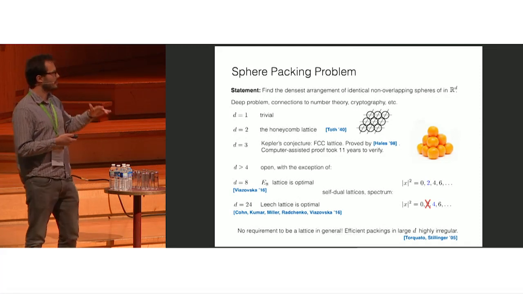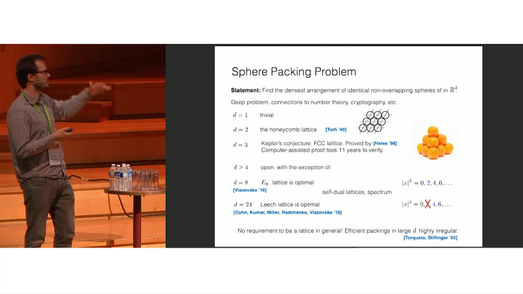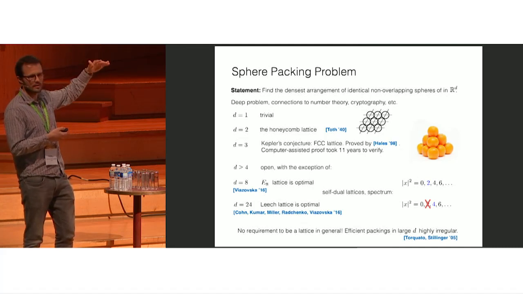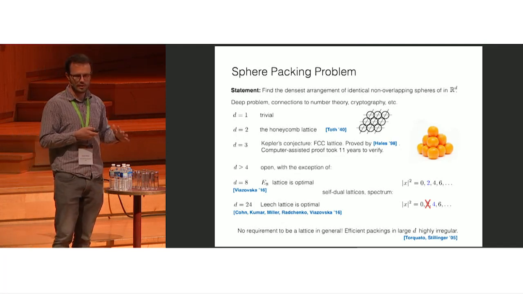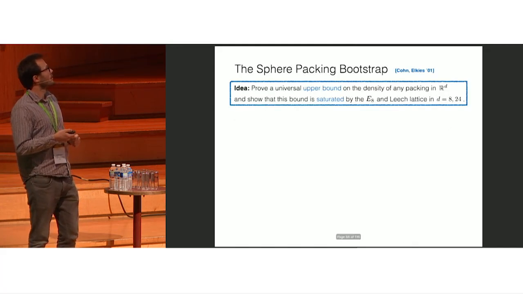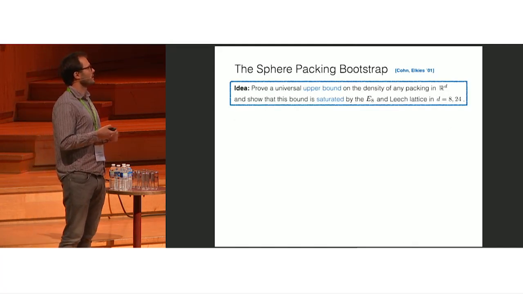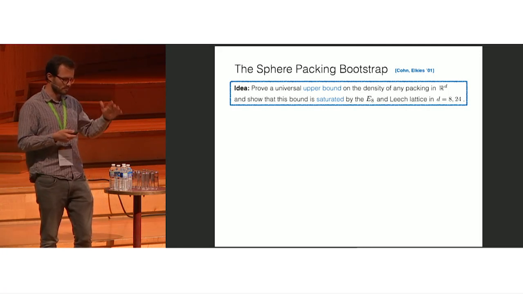I want to stress that in the sphere packing problem, there is no requirement for the configuration to be a lattice in general. So it's a low dimension coincidence that these are lattices. But efficient packings in a large number of dimensions are actually supposed to be most likely highly irregular. Now, in the rest of the talk, I want to show you how you can prove this.